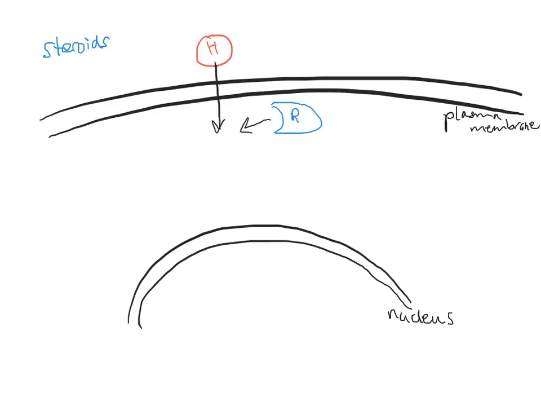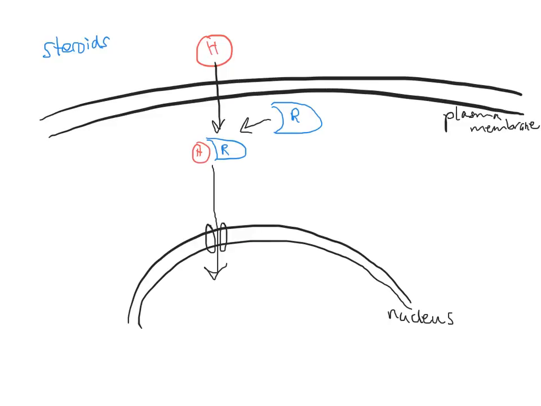So once that hormone comes in, you end up with this little hormone receptor complex. The hormone binds to the receptor, and they stick together. This hormone receptor complex can pass through pores in the nuclear membrane, going straight into the nucleus.